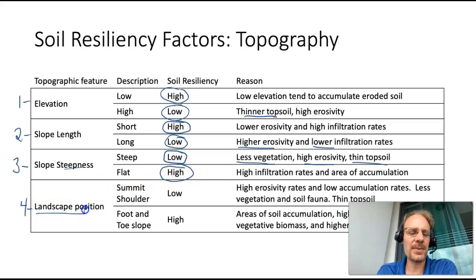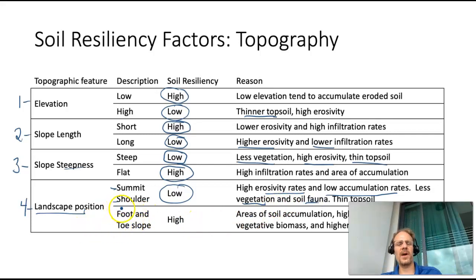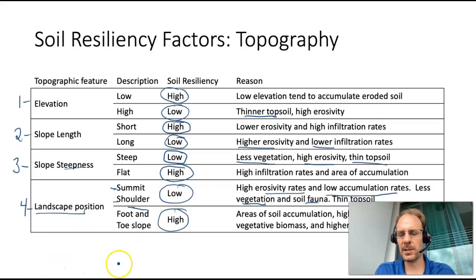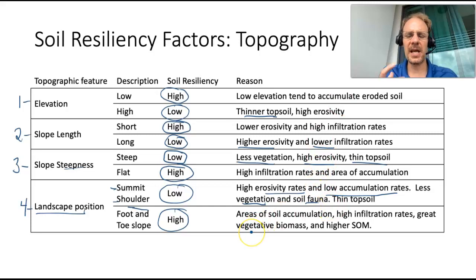What about landscape position? Things like the summit or shoulder are going to have low resilience because they have high erosivity. They do not accumulate soil because they're at the top. They typically have a little less vegetation and fauna and thin topsoil. So the soil resilience of soils on shoulder and summit positions is poor. Foot and toe slope positions are high because this is where soil accumulates when it erodes. And you can't see that because my picture is in the way. Let me move that away and move it up here. These areas have high accumulation, high soil infiltration rates. So these landscape positions tend to have high soil resilience.